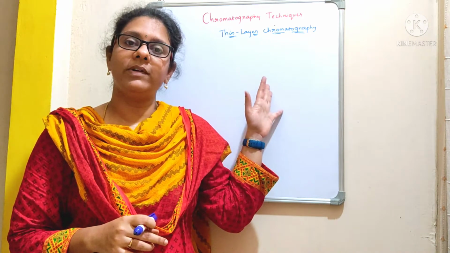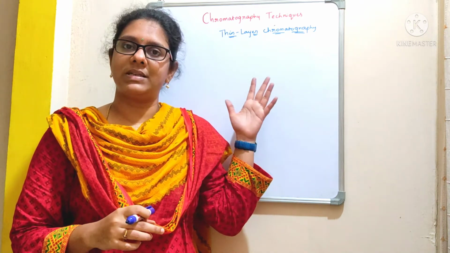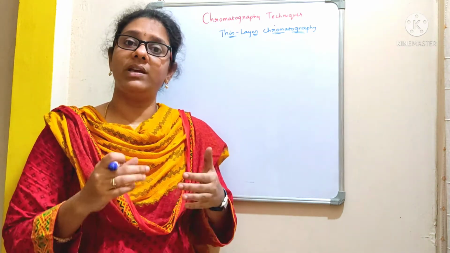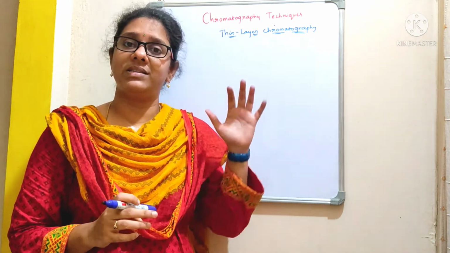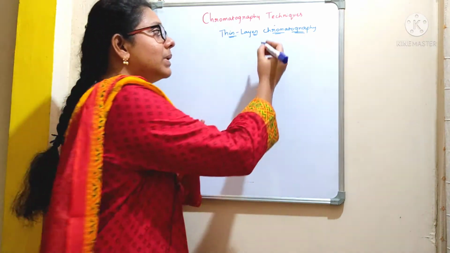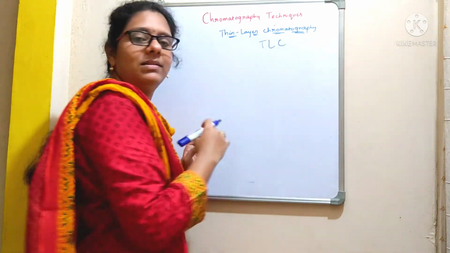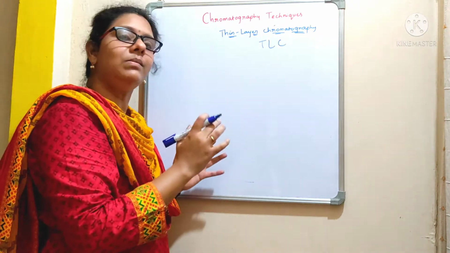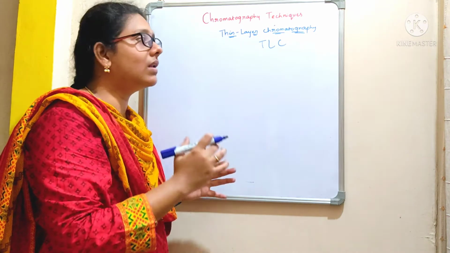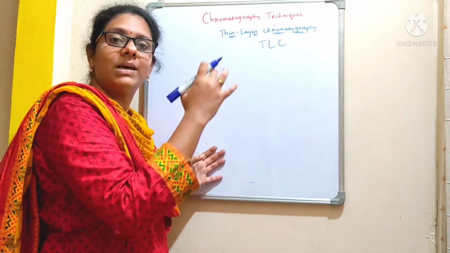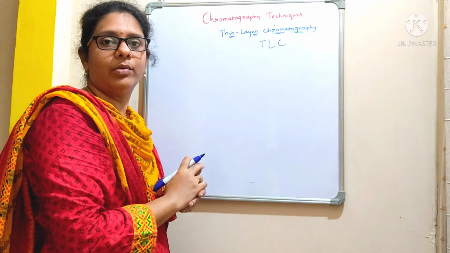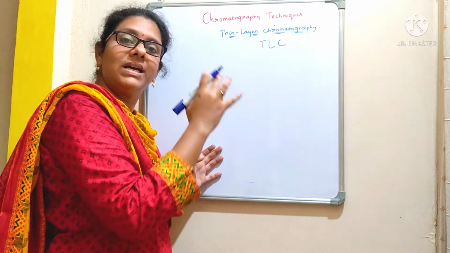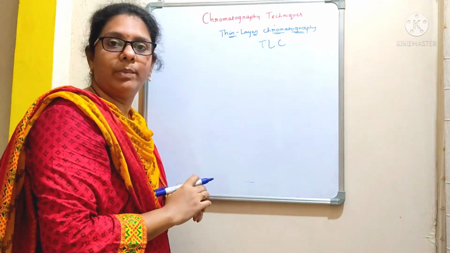In paper chromatography, we use Whatman number filter paper as a stationary phase, right? But here in this thin layer chromatography technique, we use silica or aluminum as a stationary phase. We can simply call it TLC, which stands for thin layer chromatography. It is again based on the same principle, where we achieve the separation of a mixture of compounds. And with the help of this technique, we can also assess the purity of that particular compound.